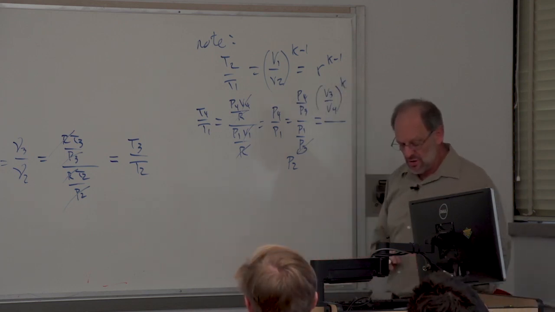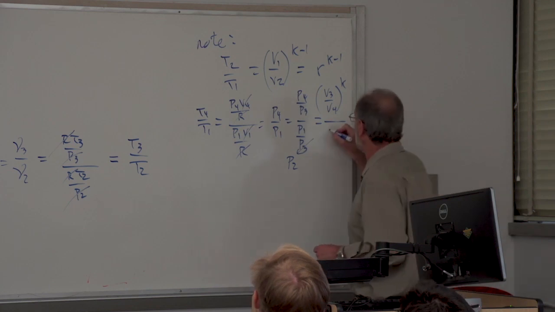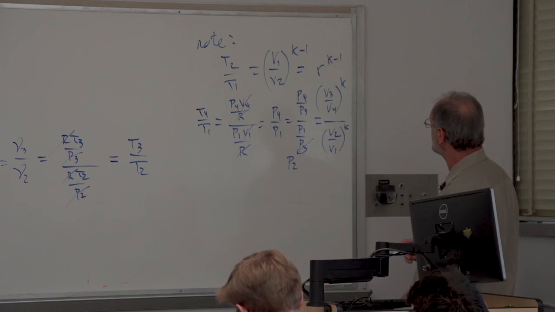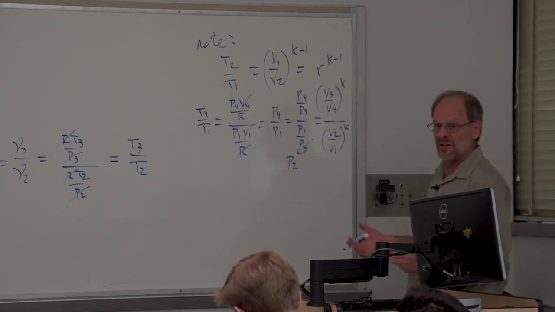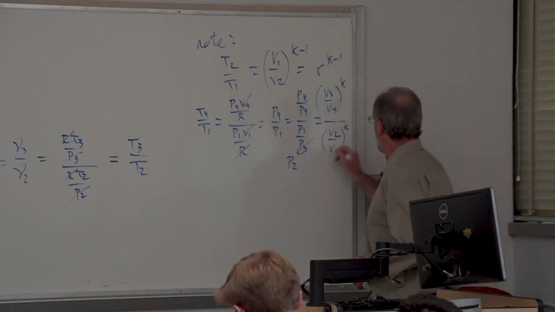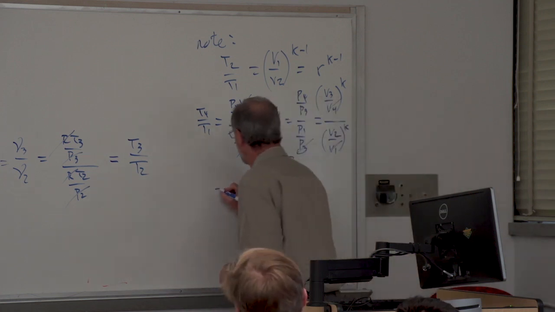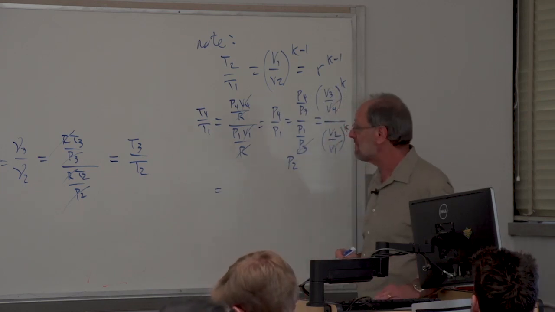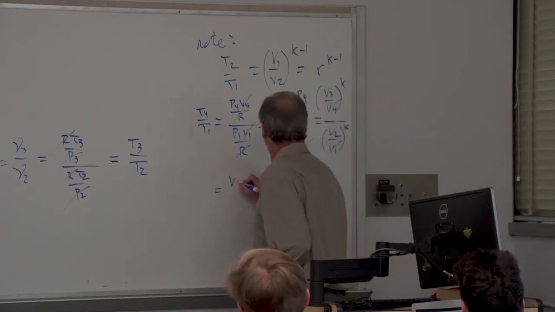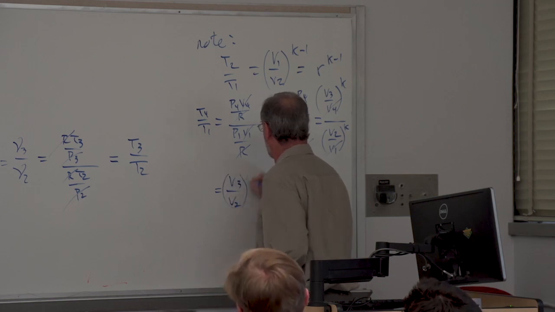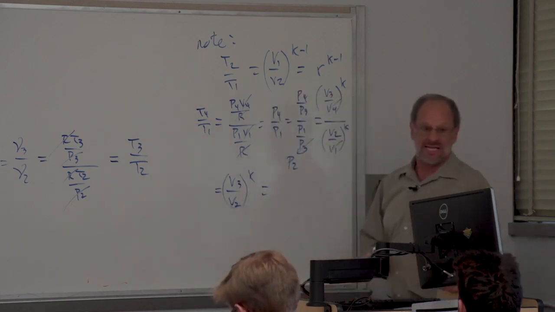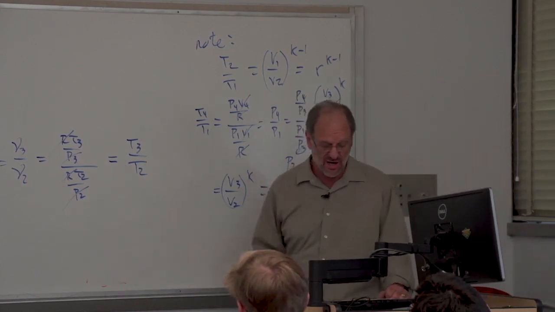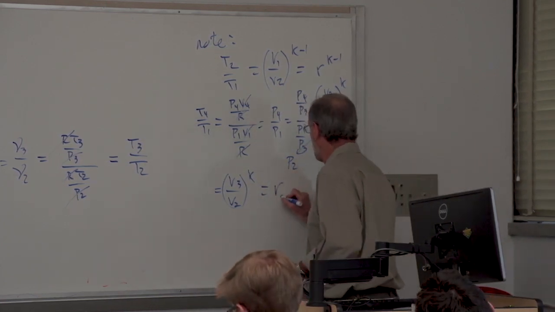And P1 over P2 is just V2 over V1 raised to the K power. Let's also note that V1 and V4 are still the same, so they're going to cancel out of that equation. And this now gives me V3 over V2 to the K. So V3 over V2 to the K. And isn't that the cutoff ratio? Yeah, V3 over V2 is what we just defined as the cutoff ratio. So we're just going to call this RC to the K.